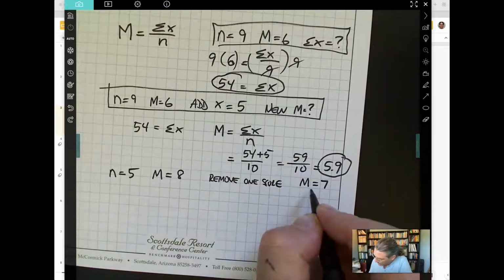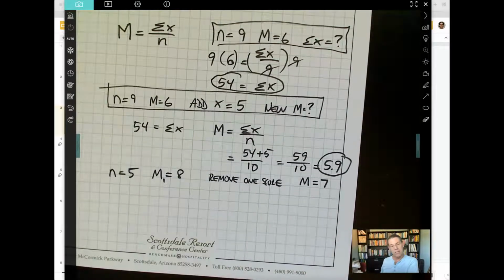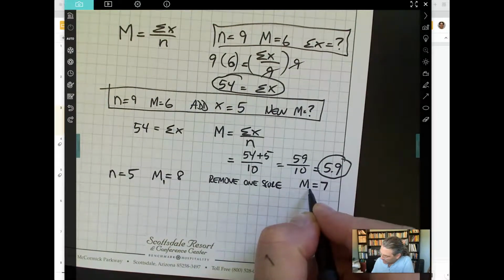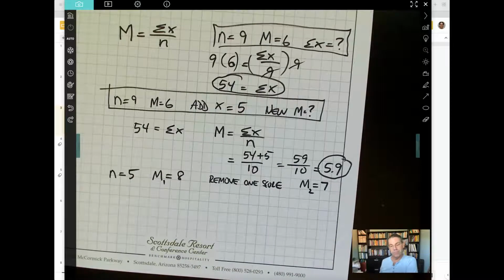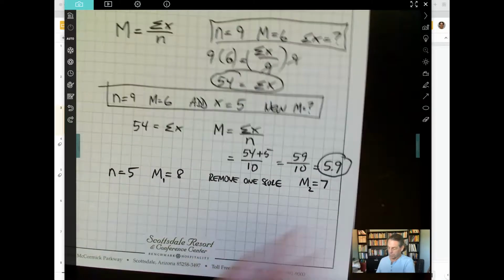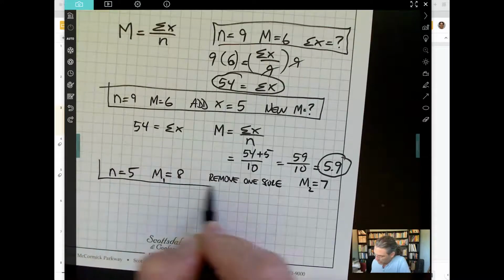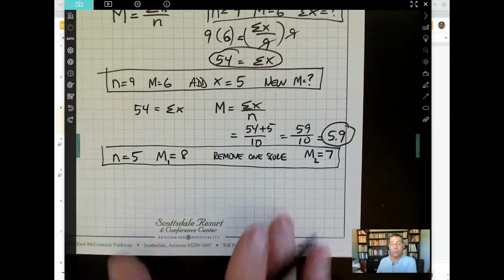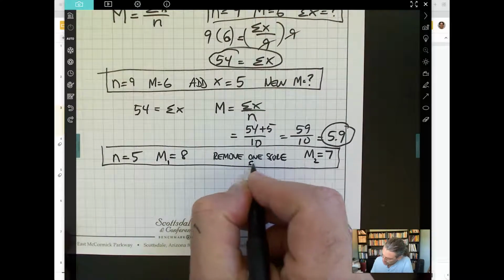Okay, so the original mean we're going to indicate with a subscript. So this was the original mean sub 1, and then the new mean is mean sub 2. And we removed one score in between here. Okay, so that's the setup. And the question is, what is the score that we removed? And so what's this score equal to?